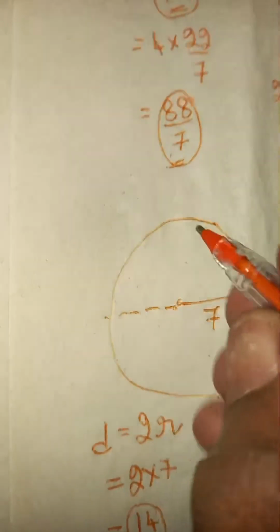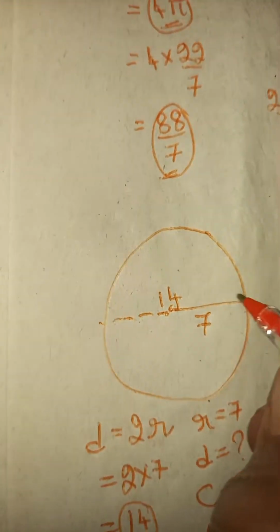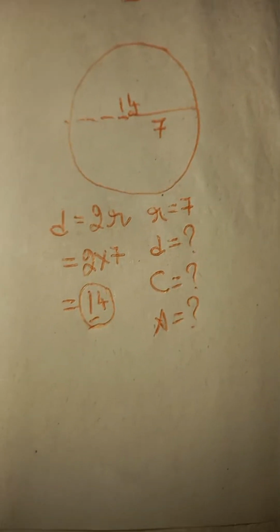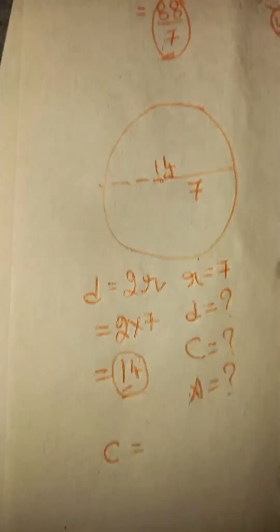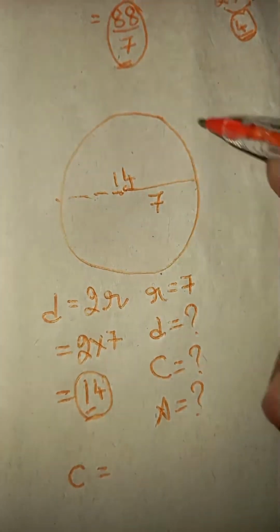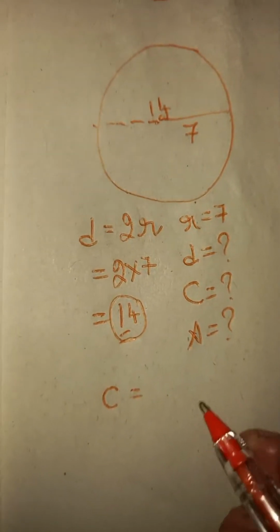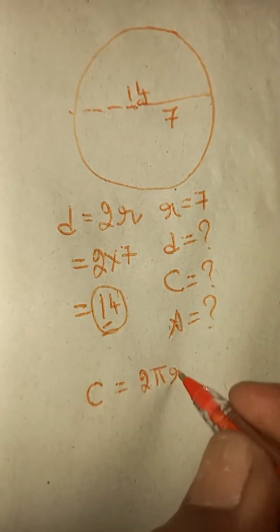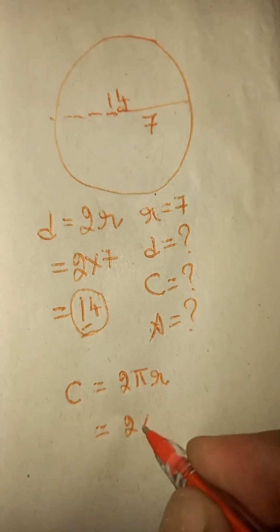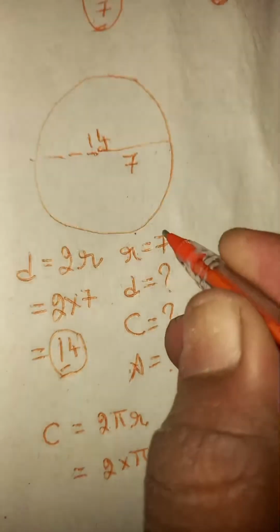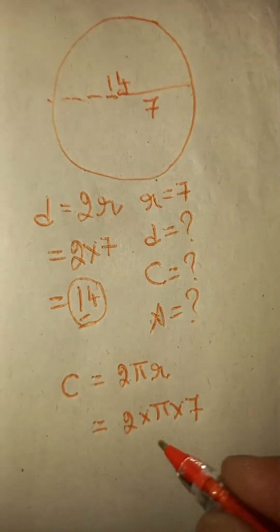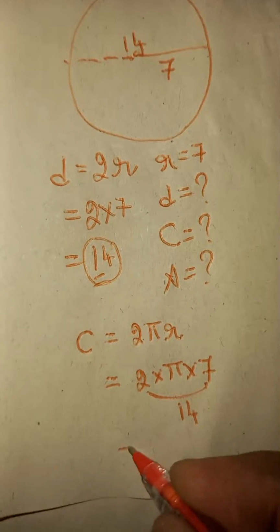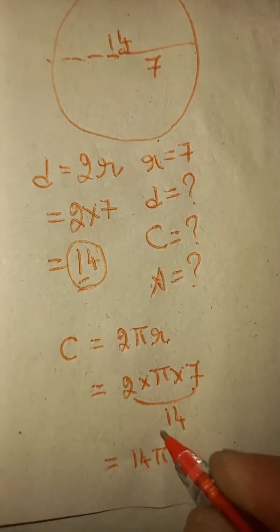So here 14 units is the diameter, this complete length. And now you can find out the circumference. Circumference means the complete length, the boundary length of this circle, that is 2 pi r. This 2 pi r can be written as 2 times pi times the radius, which is 7 units. 2 times 7 is 14. So 14 pi units is the circumference.